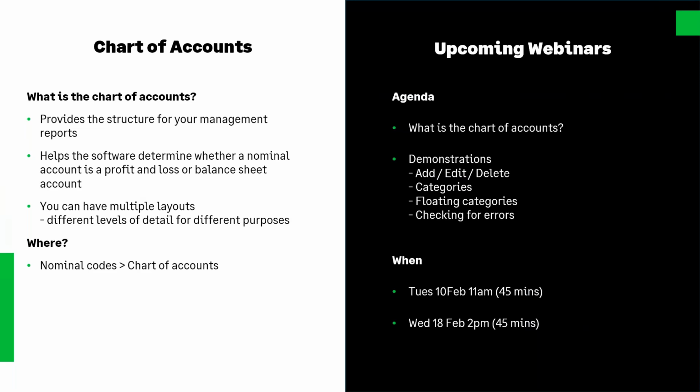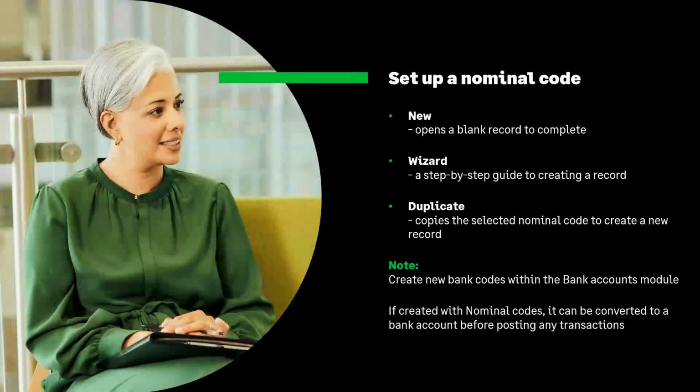Right, we're going to start setting up some nominal codes in just a moment. Just before I do that, I want to quickly mention, you've got three options when it comes to setting up a new nominal code. One is clicking new. That opens a blank record for you to complete, so you can key in the number, description, etc., then save it. You've got a wizard, which gives you a step-by-step guide to creating a record. That'll help you determine what number you want to use.